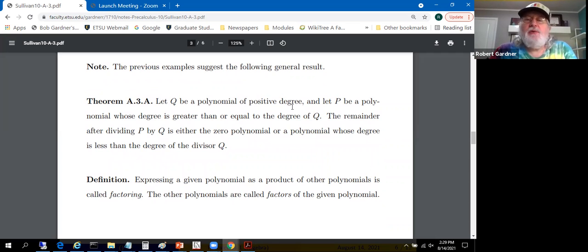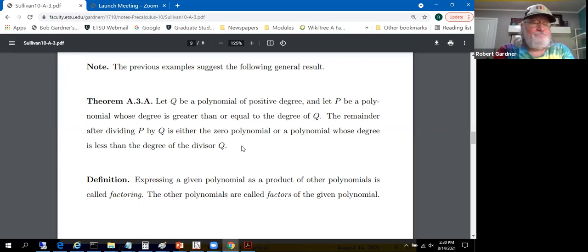Let Q be a polynomial of positive degree. Let P be a polynomial whose degree is greater than or equal to the degree of Q. The remainder, after dividing P by Q, is either the zero polynomial, in which case we've got a divisor of that polynomial, or a polynomial whose degree is less than the degree of the divisor Q. Here's what all that stuff means.